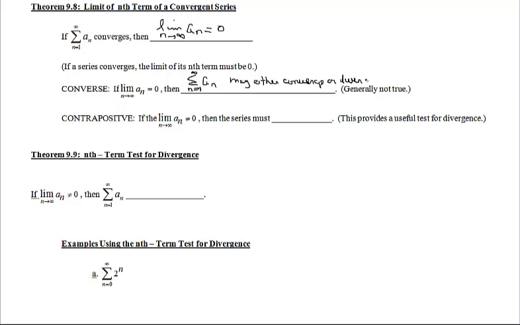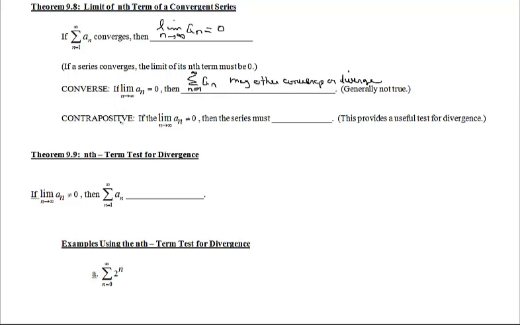So if I stop here and make an analogy, think about this for just a second. Every square is a rectangle. So that's like saying that if we have a square, then we have a rectangle. So if a series converges, then the limit of the nth term must be 0. But think about the converse of that analogy. If we have a rectangle, it doesn't mean that we have a square.